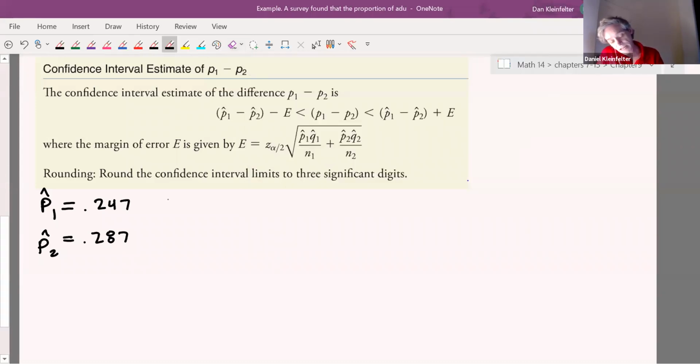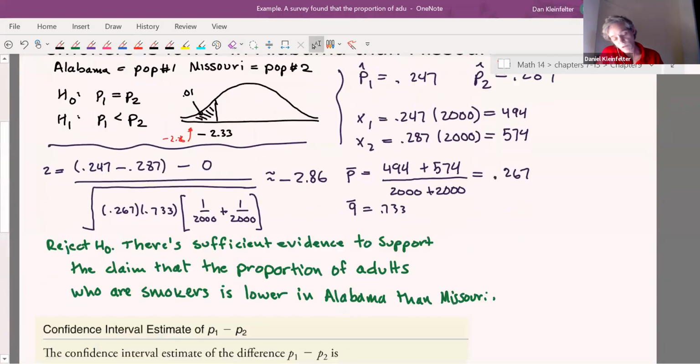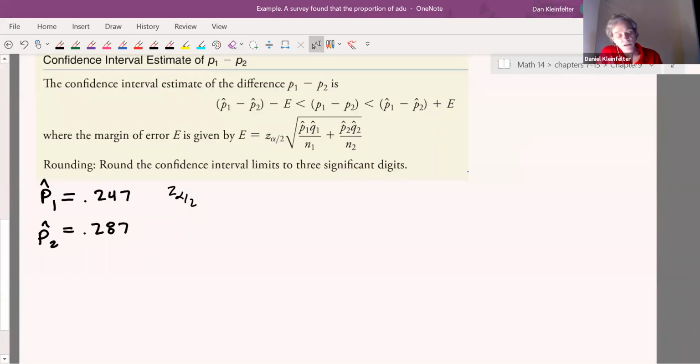So our Z alpha over 2 we're going to need. Here we need to think about what confidence level is appropriate for this. In the test that we had done, it was a 0.01 test, and remember that that would be in one tail. So for a confidence interval, we would need 0.01 in each tail. So that's 0.02 altogether, or a 98% confidence interval. For a 98% confidence interval, the critical value is 2.33, which you can obtain from our standard normal table.